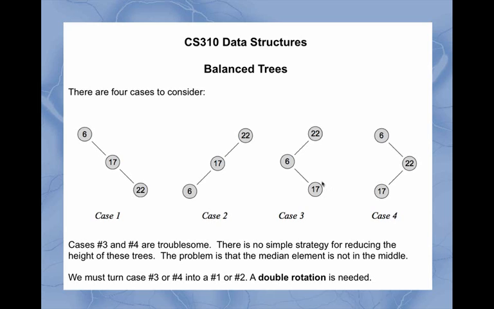Part of the problem is the fact that the median element is not in the middle here. In cases 1 and 2, the 17 is the median element and it's in the middle. Therefore, when you pull the 6 down, the median element is at the top. It was in the middle, so it's in between the smallest and largest nodes in this subtree. Here again, the 17 is in the middle. We can pull the 22 down, and that will satisfy this property required for a binary search tree easily.